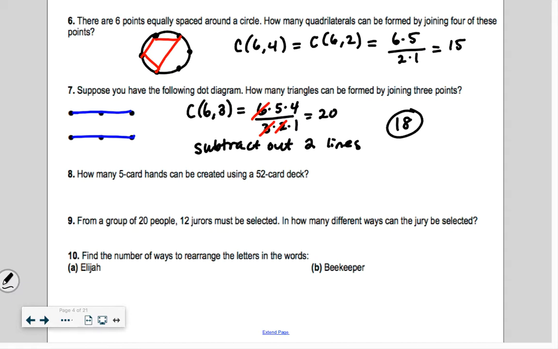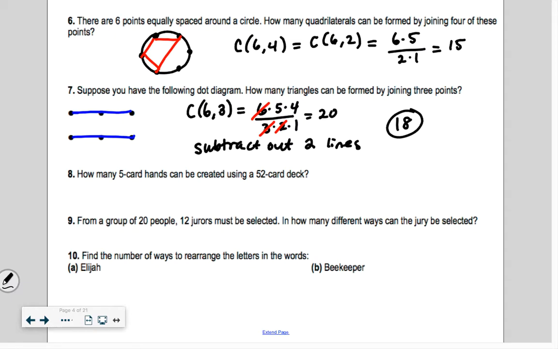All right, so we're playing some poker. I have 52 cards. I deal you out 5 cards. How many different hands could I have? Yeah? 52 times 51 times 50 times 49, divided by 5, 4, 3, 2, 1.